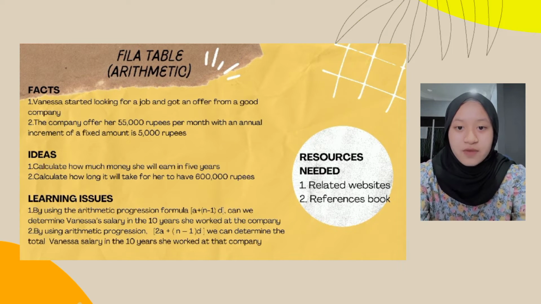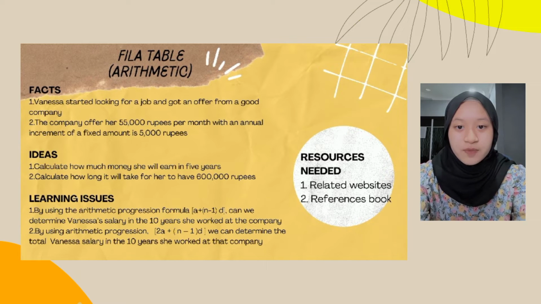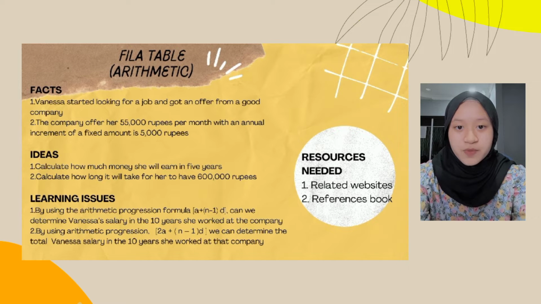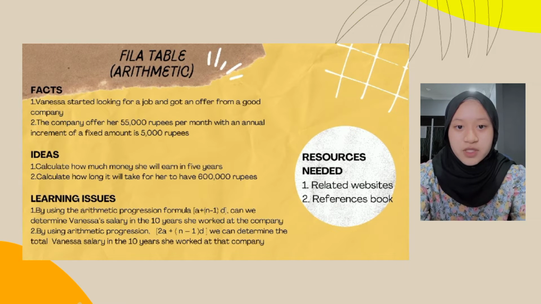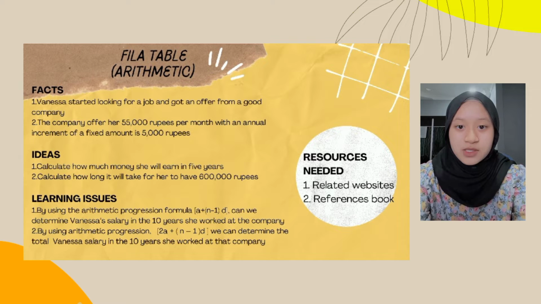Now, I want to talk about the arithmetic table. First, facts. Vanessa started looking for a job and got an offer from a good company, and the company offered her 55,000 rupees per month with an annual increment of a fixed amount of 5,000 rupees.